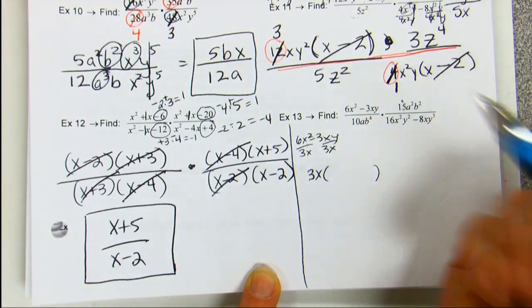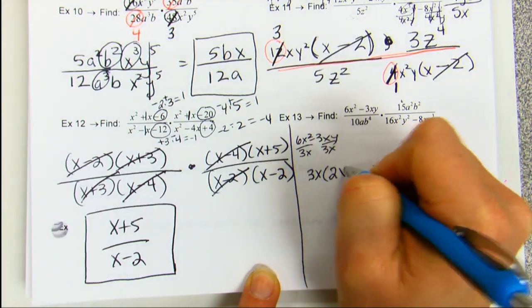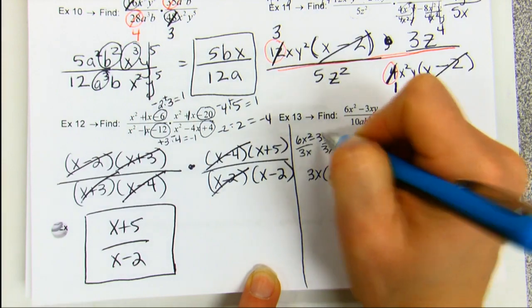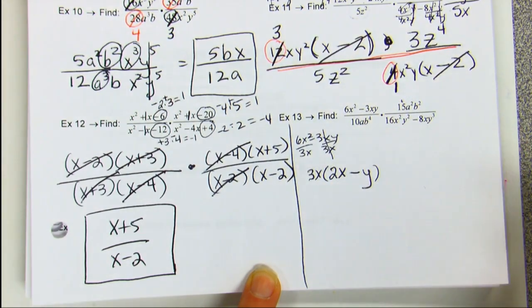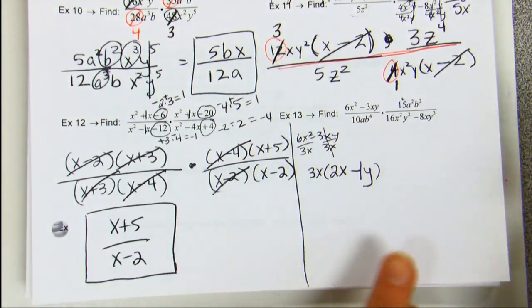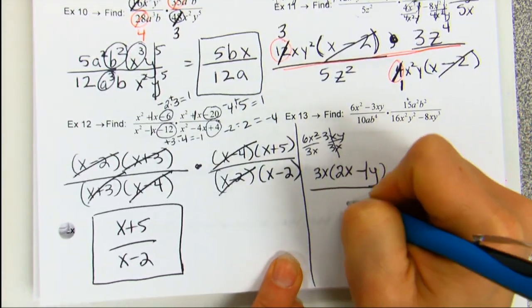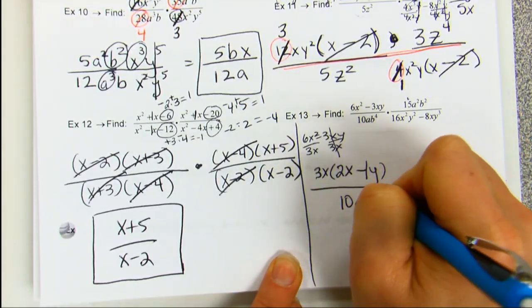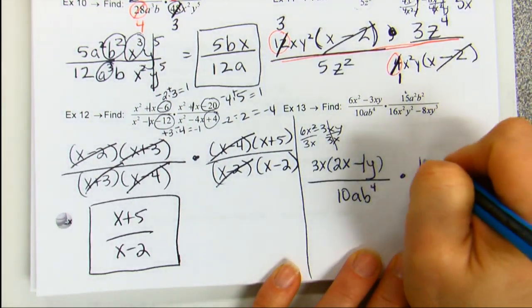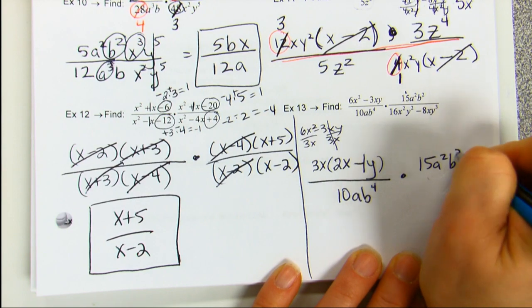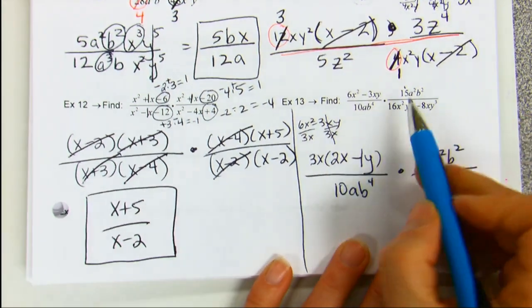So 6 divided by 3 is 2, x squared over x is x. Minus 3 goes into 3 one time, x is 0 out, and we have a y. Could you put a 1 in front of that? Sure. But you don't have to. So 10ab to the 4th can't factor because it's just a single term. Neither can 15a squared b squared. It's just a single term. But down here, there's 2 terms.